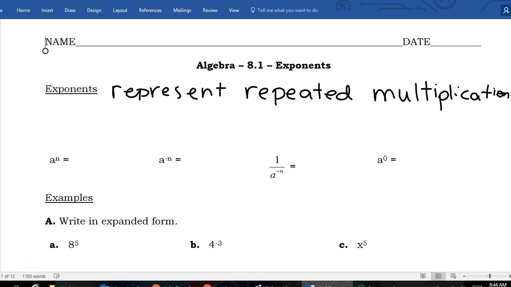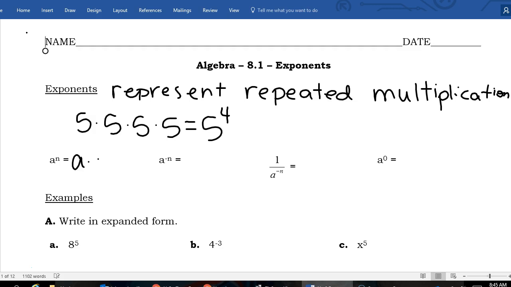This is Algebra Lesson 8.1, Exponents. So exponents are a way to represent repeated multiplication. And what that means is if I was going to take something like 5 and multiply it by another 5, and another 5, and another 5, and so on, I could use an exponent to represent the number of times that I was going to multiply that number.